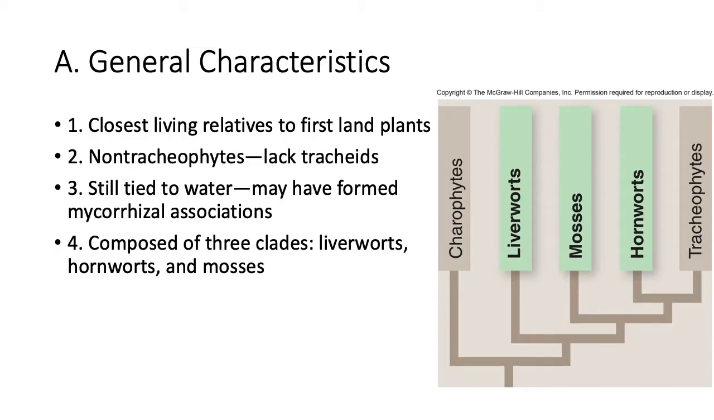All right, so general characteristics. Closest living relatives to the first land plants. They are non-tracheophytes. They don't have any tracheids. They don't have any vessel elements. They don't have any xylem or phloem. So these guys, because they don't have a great way to move water, they're still tied to water. And some of them formed mycorrhizal associations with fungi to help them take in water.